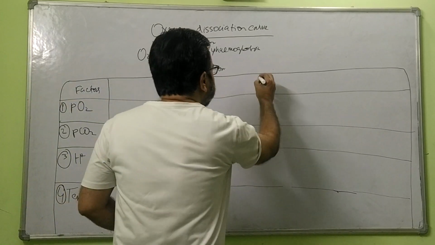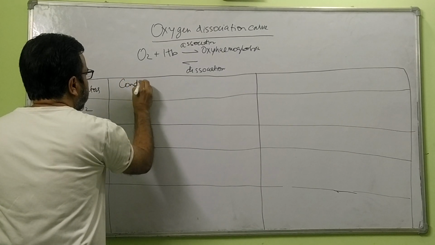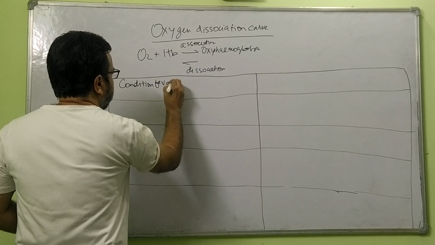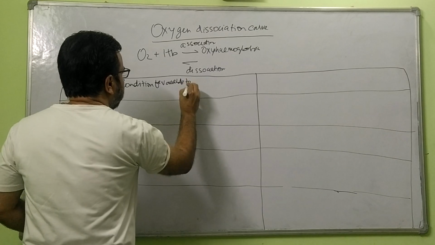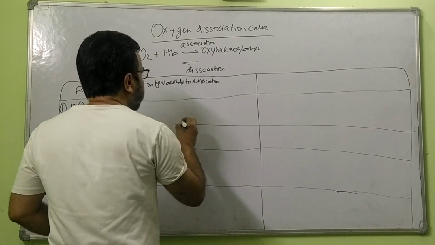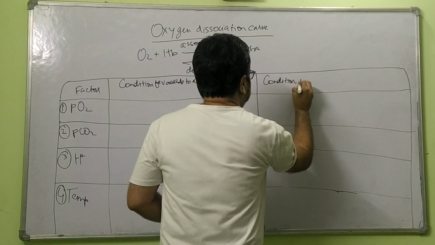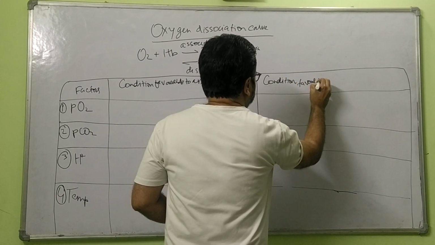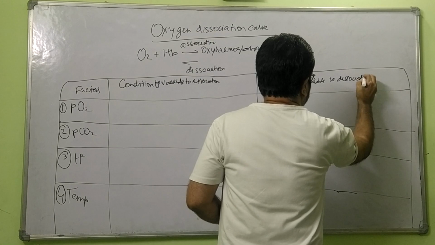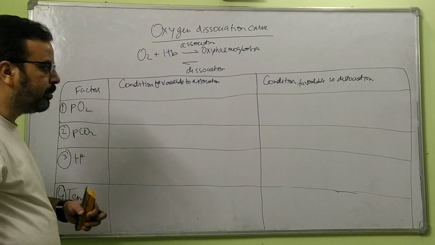Now, what are the conditions related with these four factors favorable to association, and what are the conditions favorable to dissociation? So let us discuss it one by one.